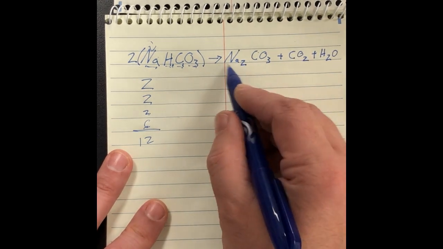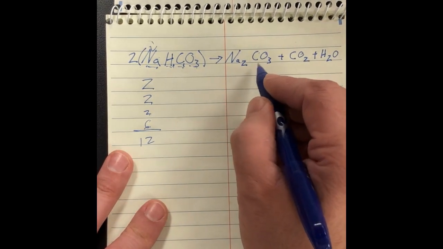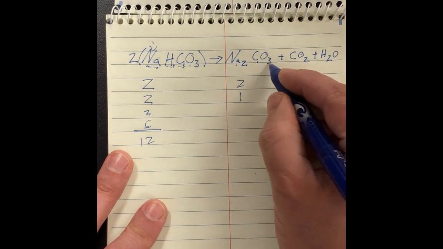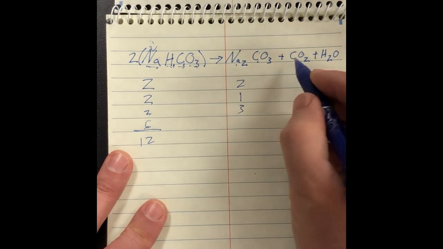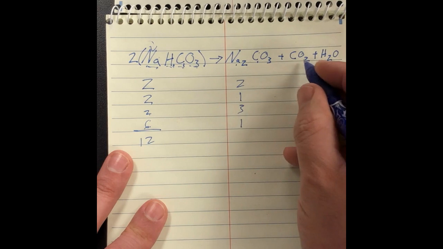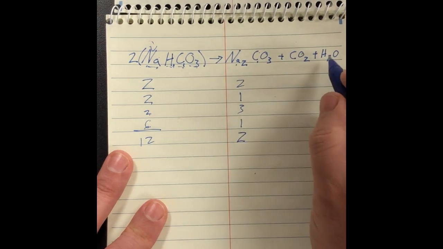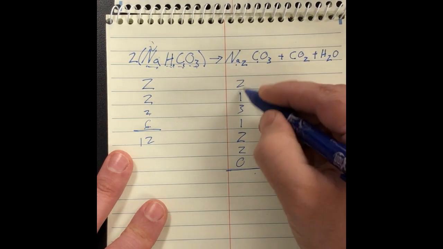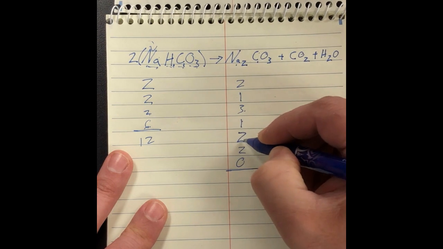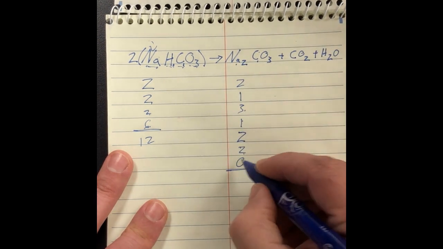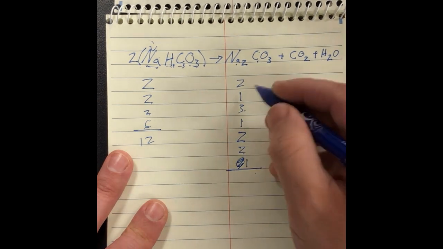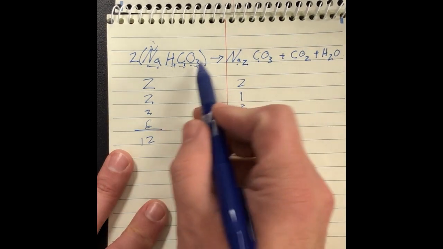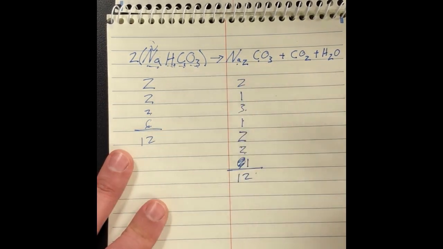If we look over here at the products, we have sodium carbonate. So we have 2 sodiums, 1 carbon, and 3 oxygens. In this one, we have another carbon and 2 more oxygens. That's carbon dioxide. And then we have 2 hydrogens and 1 oxygen for the water. If we add all those up, 3, 6, 7, 8, 9, 10, 11. Oh wait, I wrote 0 for oxygen. There's 1 oxygen. Okay, so that's 12 total atoms. So that's conservation of mass. The same elements and atoms on both sides. Same number of atoms on both sides.